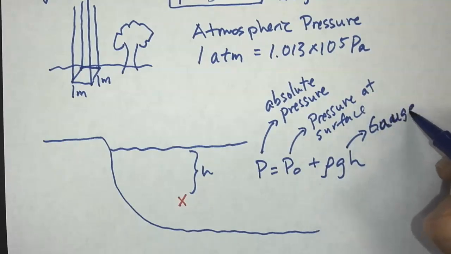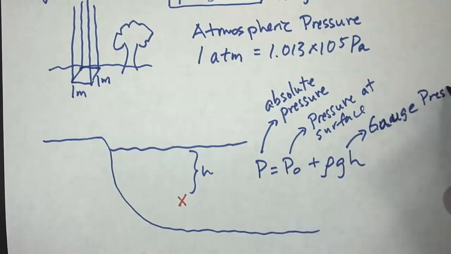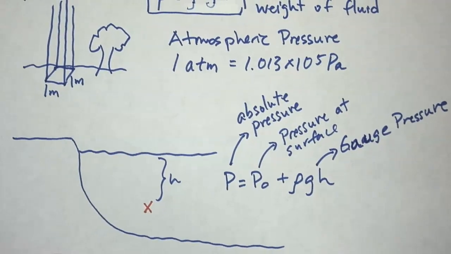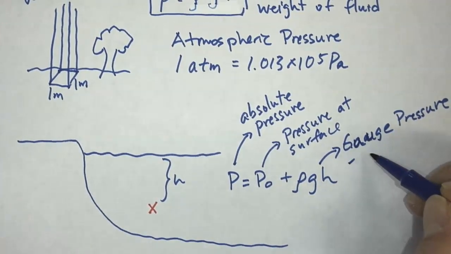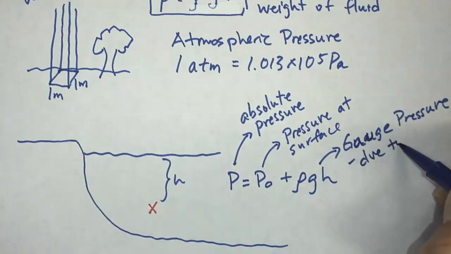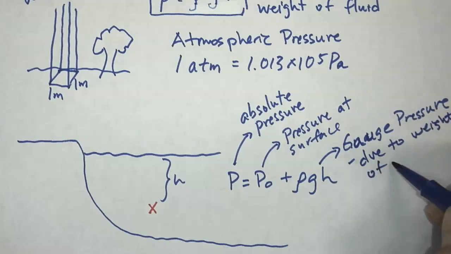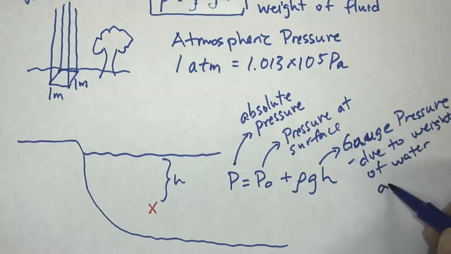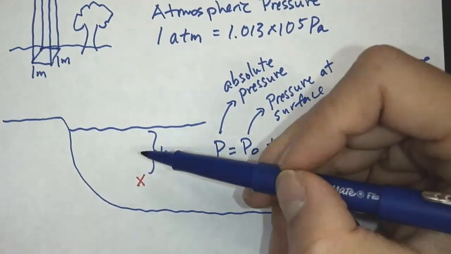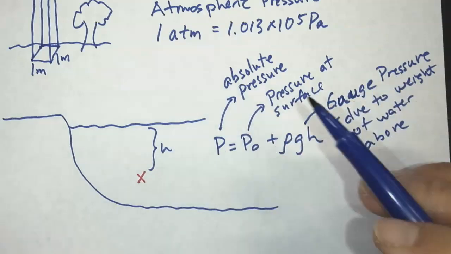Gives you the gauge pressure. And that is the pressure due to the weight of the water above. So it's telling you what the pressure here is due to this water right here.